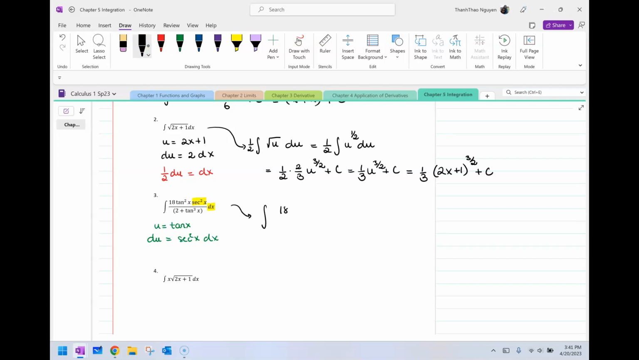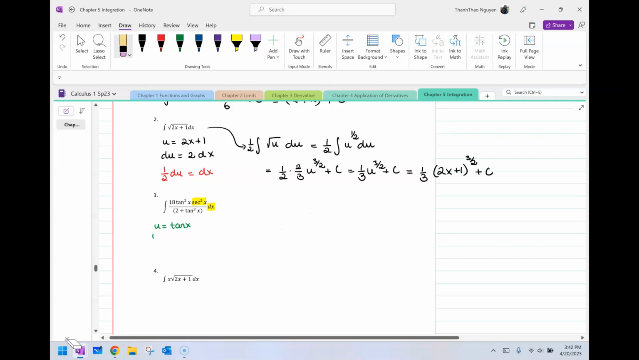That is 18 u squared du divided by 2 plus u cubed. And I will try to take the integral of this. Now, I don't know how to take this integral. So what I need to do is figure out a u that would simplify my function to something that is workable.